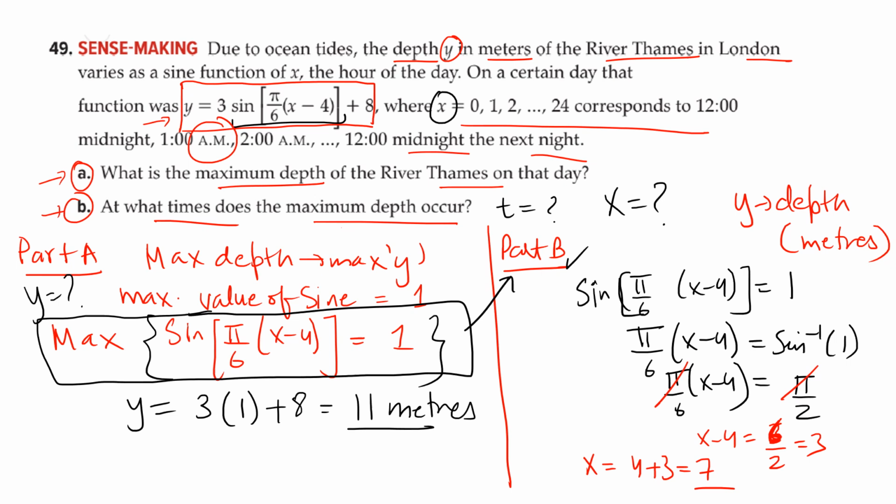for PM time also. So can I say, if I take both the answers, that maximum depth occurs at 7 a.m. and 7 p.m. That's how you solve it. So that completes this important word problem.